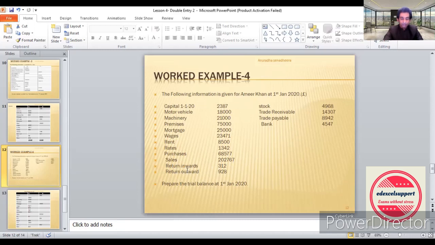Return inward, another name is sales return. So you can think like this. Sales is credit, so sales return should be debited. So return inward should be debited. Return outward means a purchase return. Purchase is debit, therefore purchase return should be credit. Stock is an asset, debit. Trade receivable is an asset, debit. Payable is a liability, credit. And bank is debit.